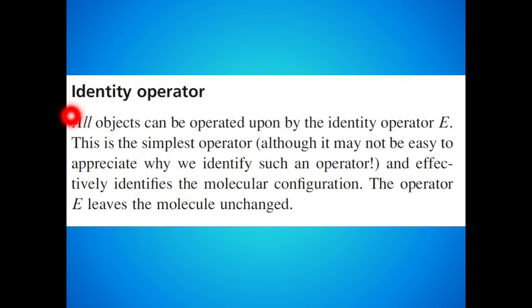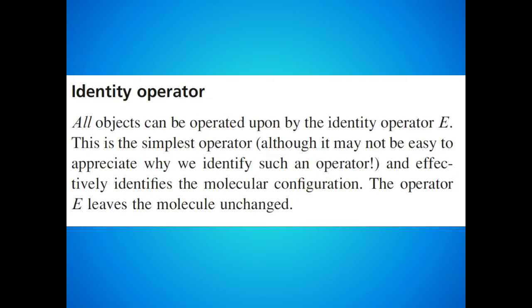The first one is the identity operator, denoted by E, also called the element of symmetry E. What does this mean? All objects can be operated upon by an identity operator E. This is the simplest operator and effectively identifies the molecular configuration. What do we mean by this? You take any molecule and pass an axis through that molecule, and you rotate that molecule by 360 degrees in space. What will happen if you rotate any molecule by 360 degrees? It remains the same. So the operator E, this identity operator, leaves the molecule unchanged.